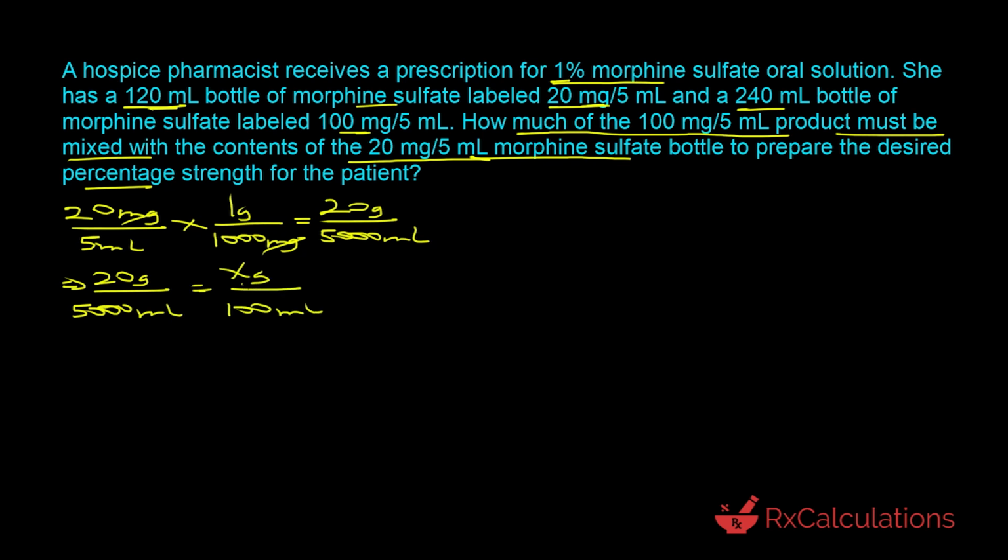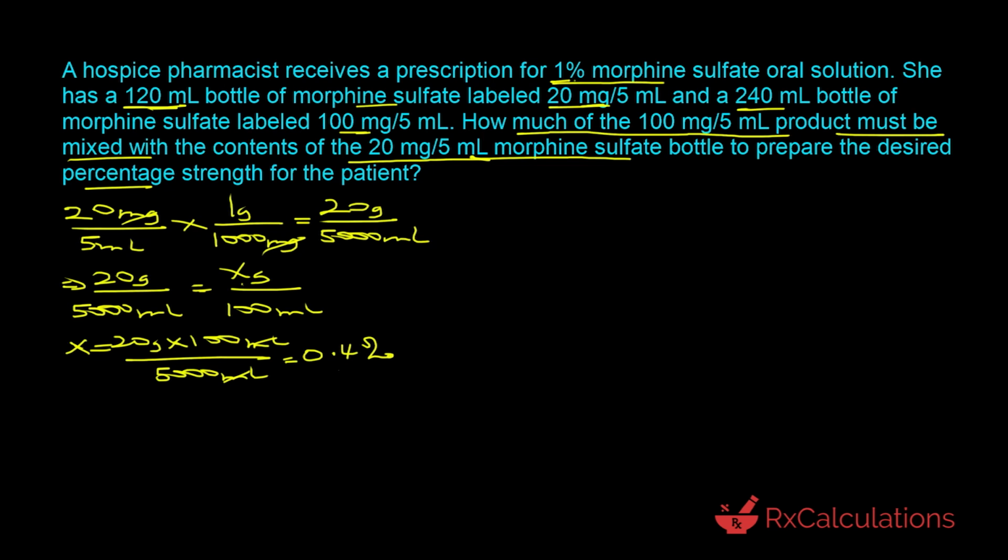If we solve for the x, which is the unknown, that gives us the percentage strength. X is going to be equal to 20 grams times 100 milliliters divided by 5,000. And what does this give us? It gives 0.4%. So this 0.4% is lower than 1. So we have a concentration that is lower than 1.